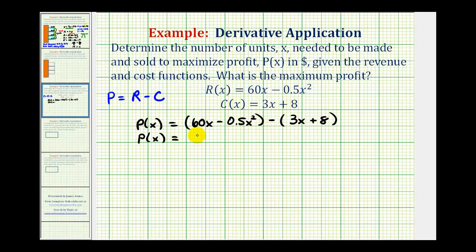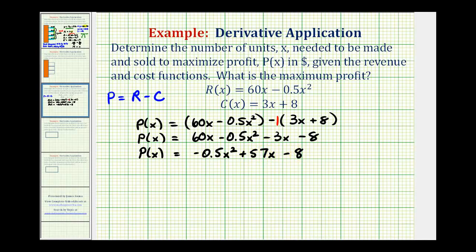Let's go ahead and simplify this. Here we can just drop the parentheses. Here, we want to subtract both terms, or think of distributing a negative 1. So we'd have minus 3x minus 8. Notice how we have two x terms. Let's go ahead and combine them. I'm also going to put the terms in descending order, so I'll put the squared term first. And then 60x minus 3x is 57x, so plus 57x minus 8.